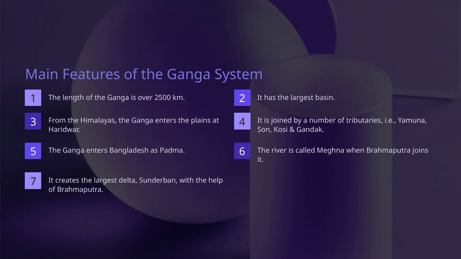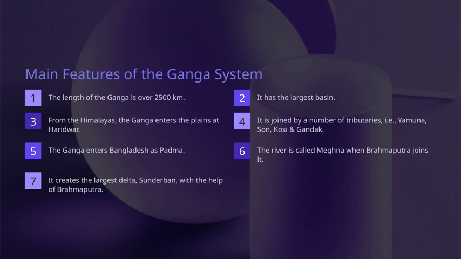When the Ganga meets the Brahmaputra River in Bangladesh, it is known as the Meghna. This confluence is crucial because it leads to the formation of the Sundarban Delta, which is the largest delta in the world. The delta itself is a complex, lush network of waterways, mangroves, and islands, and it plays a key role in the ecology and economy of the region.